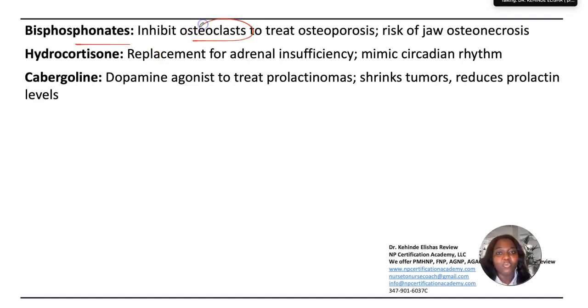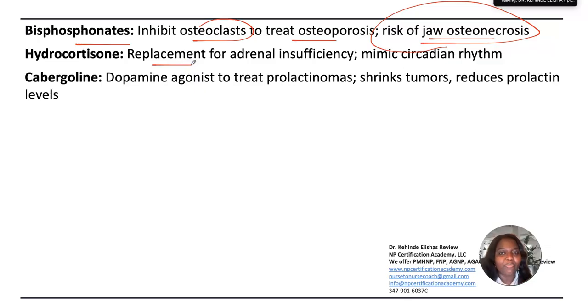Bisphosphonates will inhibit osteoclasts to treat osteoporosis, risk of jaw osteonecrosis. You got to pay attention to the risk here, because when you're giving this med, you need to also educate the patient, let them know what they are getting into. It's only fair, it's only ethical.